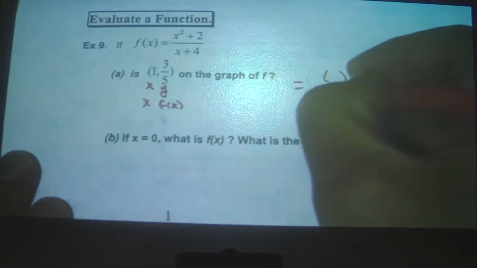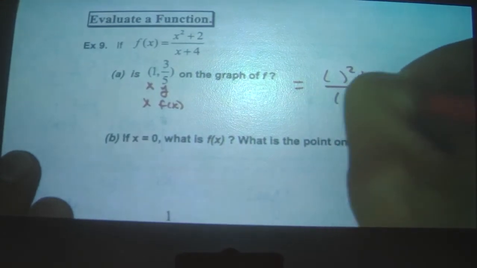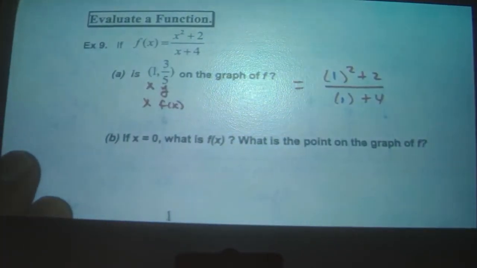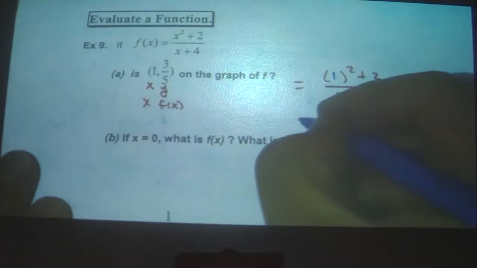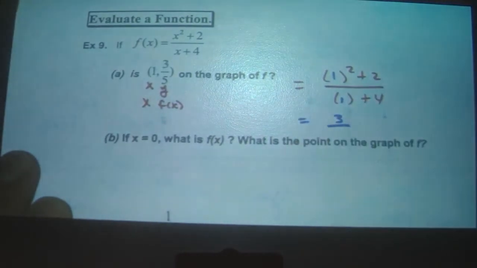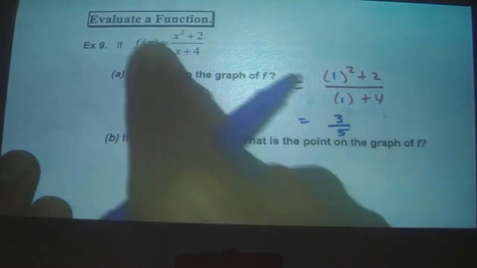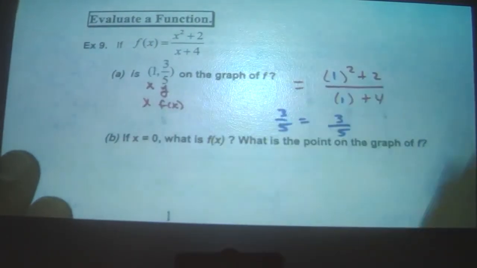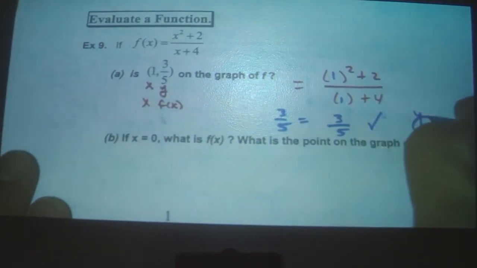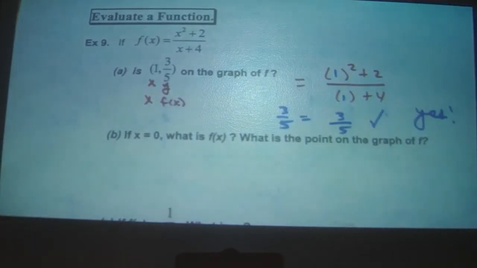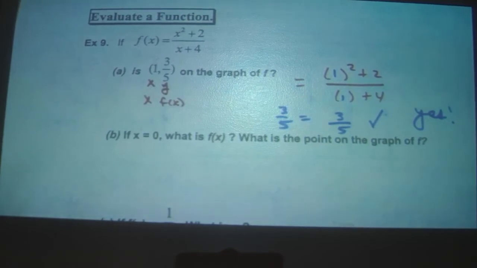So anywhere there's an x, I always like putting parentheses, and then in parentheses, I'm going to plug in 1. We know 1 squared plus 2 is 3. And then 1 plus 4 is 5. And then f of x is 3/5, so we get 3/5 equals 3/5. Check. Yes. If I don't get 3/5, then the answer is no. Easy peasy.